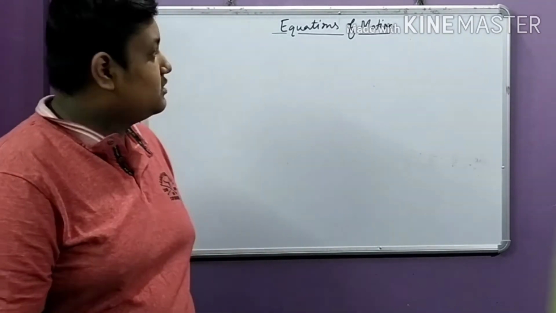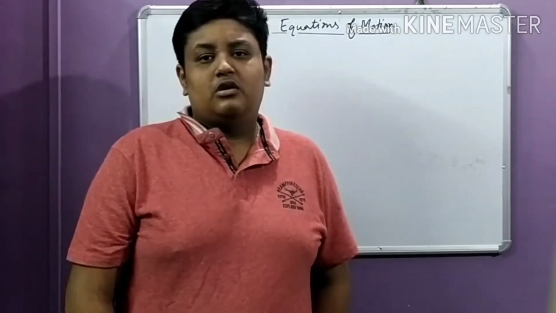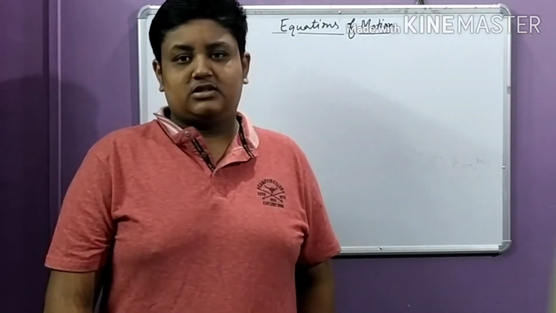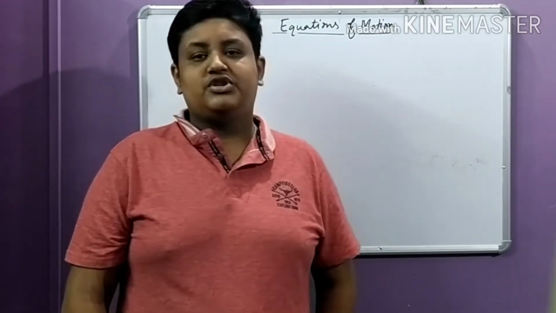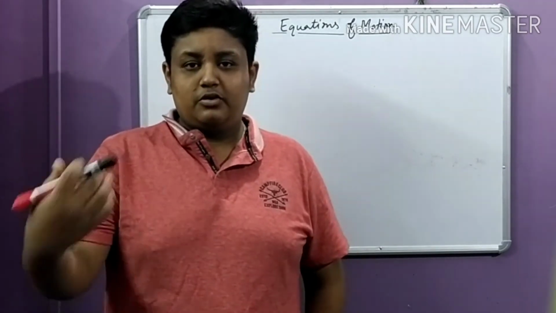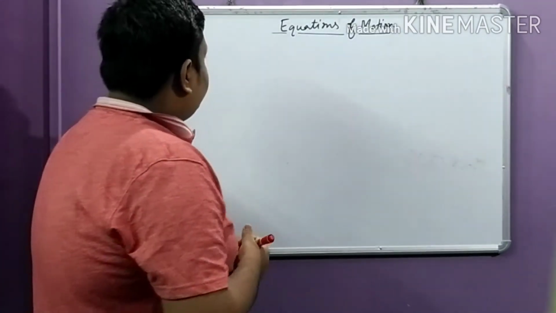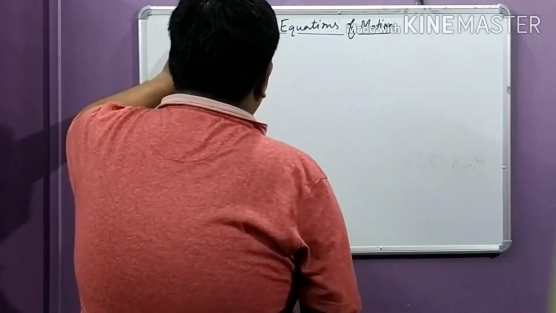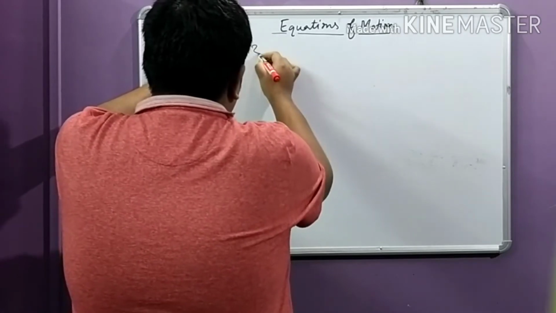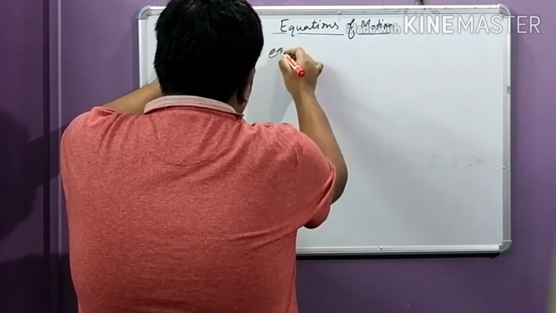So today we are going to see equations of motion of class 9 physics. We know that we have three equations of motion. So we are going to prove it, or we are going to derive those equations. So first of all, let us know what the equations of motion are. We have three equations of motion.